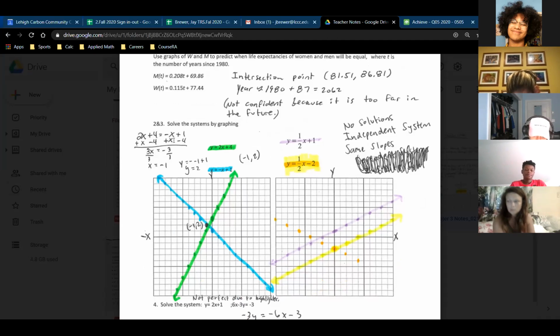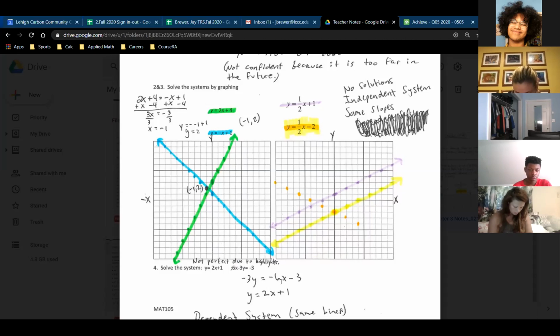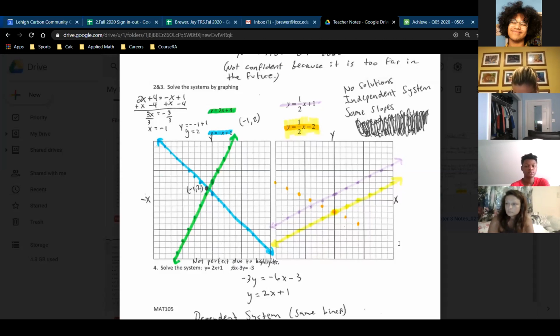Okay, so for 2 and 3, they wanted you to graph and then find the intersection points. I gave a little note down there that it's not perfect due to the highlighters. I thought when I was making my notes that making them colorful for the students would be helpful, but it really just ended up getting all kinds of screwed up. So we'll just go through the process real quick.